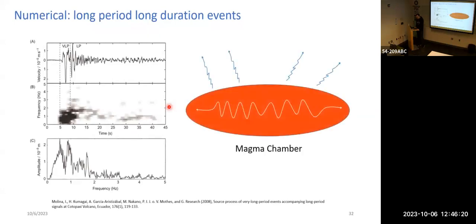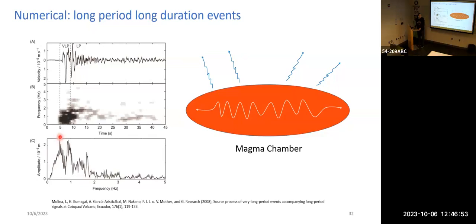And for the background, that is related to the long period, long duration events observed near the volcano. You can see from this figure, that is a seismogram recorded near the Cotopaxi volcano, Ecuador. And this seismic signal duration is very long, up to 45 seconds. And here's the spectrum of the signal.